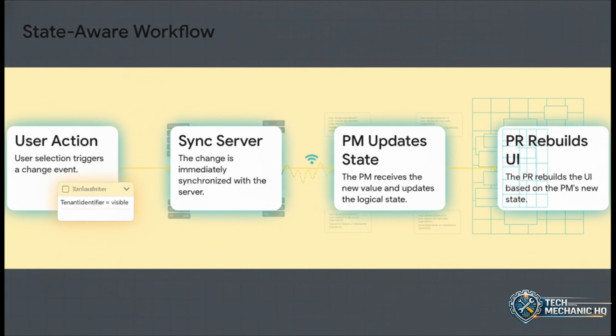Now, with this new setup, the whole flow is rock solid. Check it out. 1. The user picks an option. 2. That change is immediately synced to the server. No waiting. 3. The presentation model, the brain, gets that new value and updates its own logical state. It decides, okay, the tenant identifier now needs to be visible. And finally, 4. The physical renderer sees that the PM state has changed, and it just rebuilds the UI to match it. Every time, no guesswork.